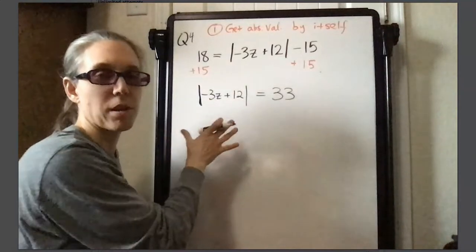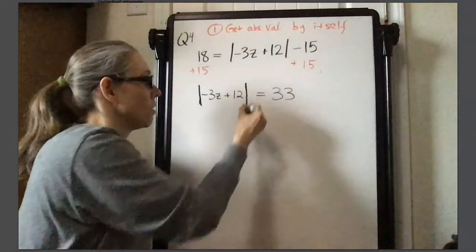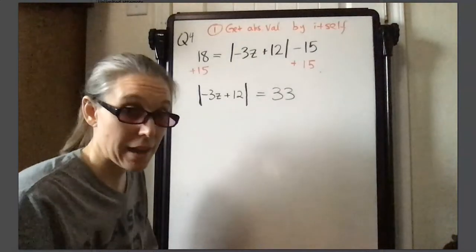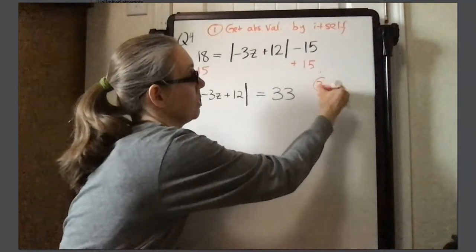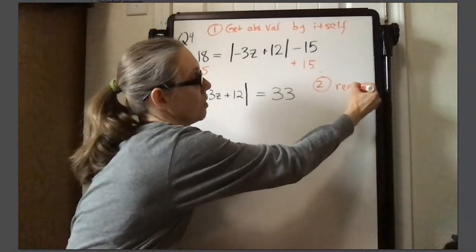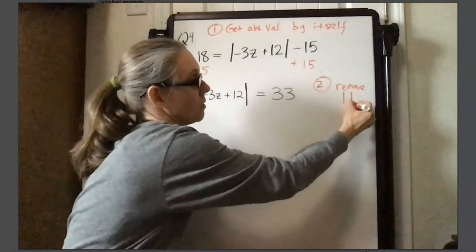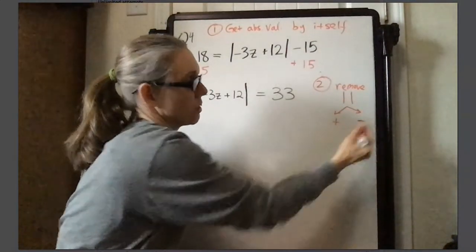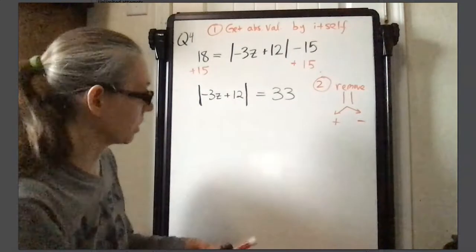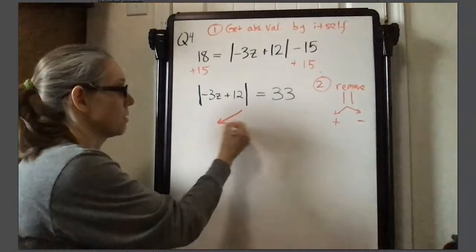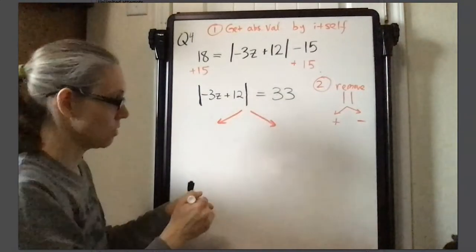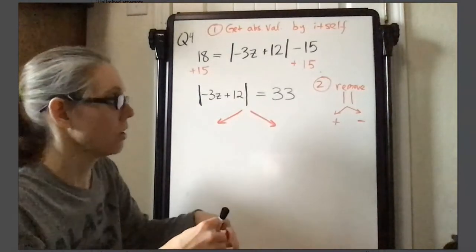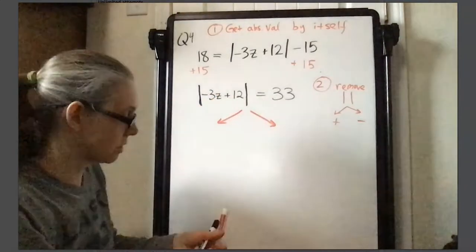I like the absolute value on the left-hand side. Okay, so once you have your absolute value by itself, then step 2 is to remove the absolute value bars by splitting into two equations. You're going to have the positive version and the negative version. So we're going to split this into two different versions. Do not put the plus or minus right here. It's not time for it yet. You do it after you remove and split.